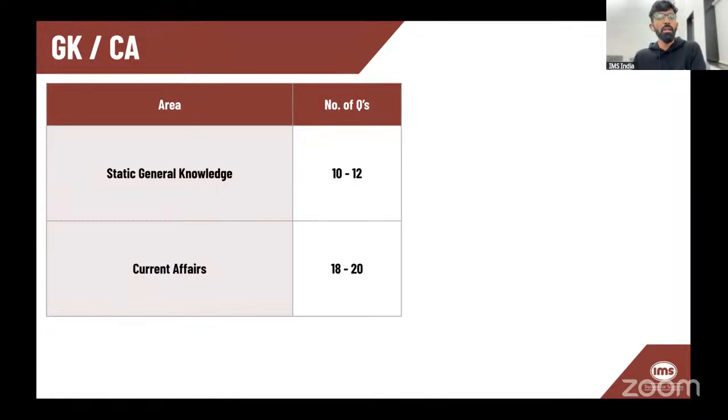Then there were the majority of questions on current affairs. In this, there were questions based on businesses and technology development. There was also a question on the GDP growth rate, which was asked to the students. So overall, if you would have read your IMS GK compendium on the portal, I'm pretty sure you could have answered, out of 30, a bare minimum of 20 to 22 questions.